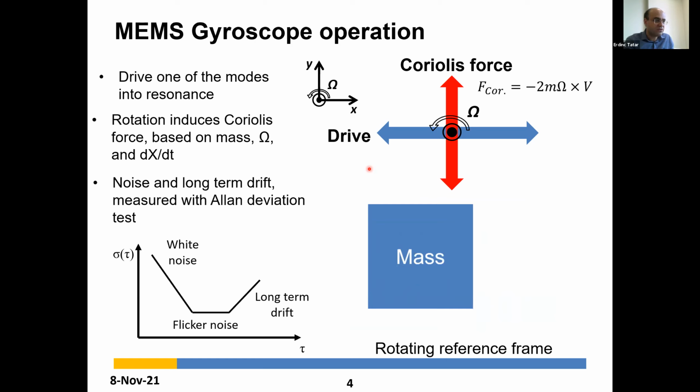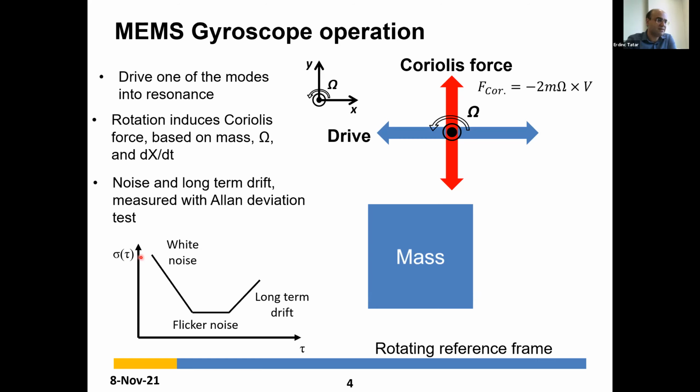Of course, we have to characterize how good our sensor is. For this, we use a test called Allan deviation. This test is actually simple. Your device sits on a table, you don't rotate it, and you collect its output. For an ideal system, what you should see at the output is pure noise, in this case pure white noise. White noise can be suppressed by averaging. If you average more and more, it goes with the square root of time, actually, so you should get better resolution.